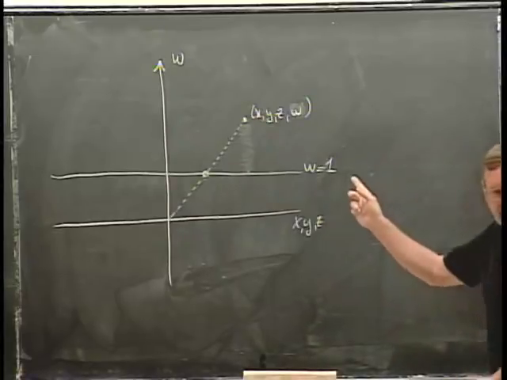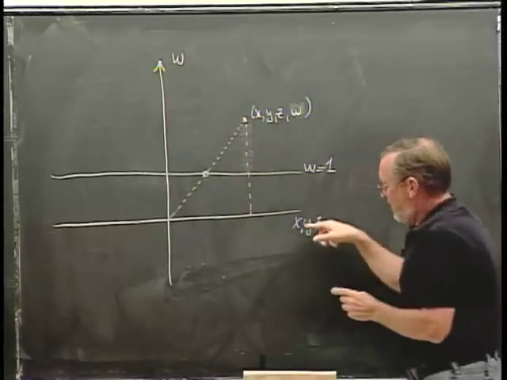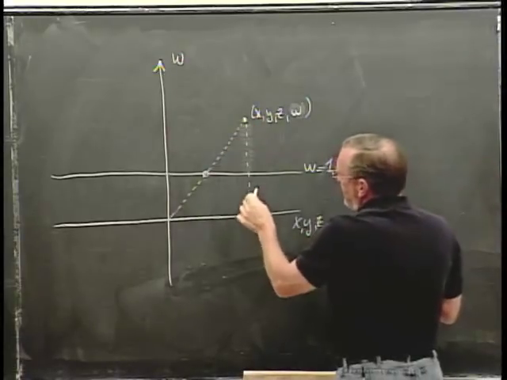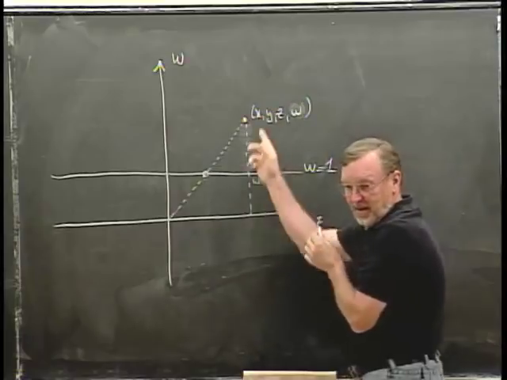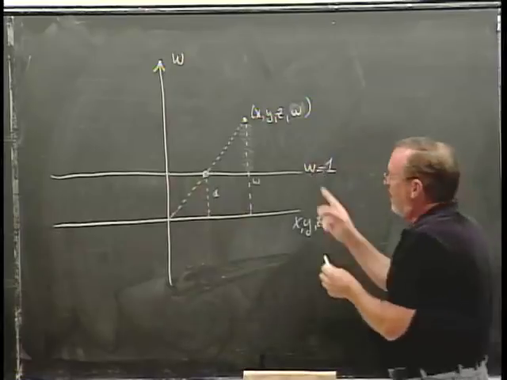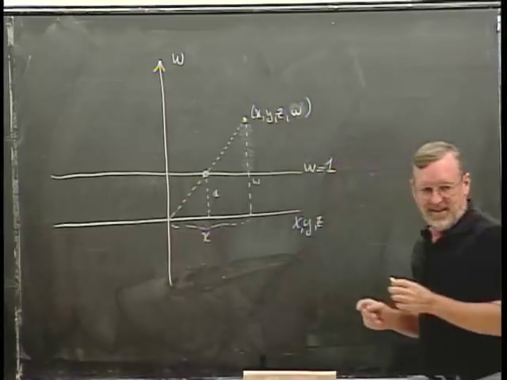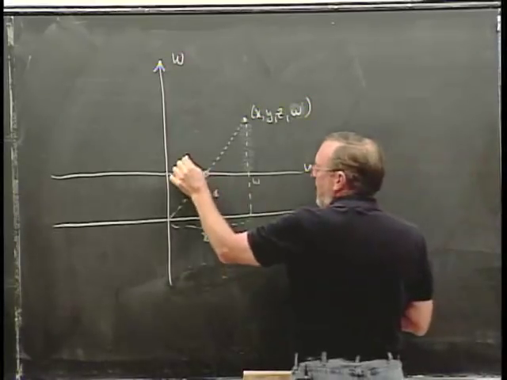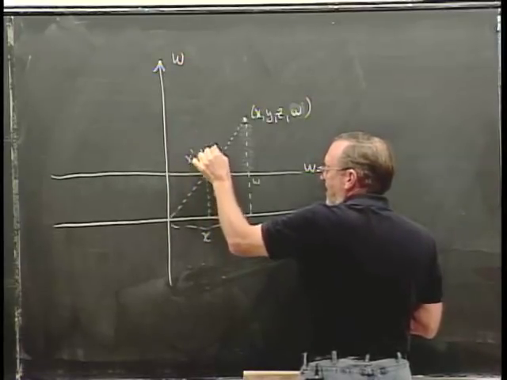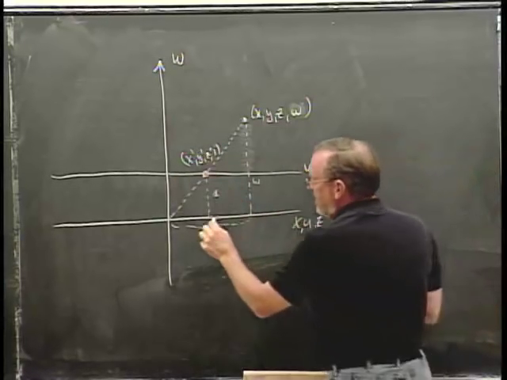Now, it's easy to calculate this point. If you drop perpendiculars to everything in sight in my 4D picture, you can see that this distance here is w. That distance there is 1. That distance there is x. And let's call this point x prime, y prime, and z prime, and 1, because it's on the w equals 1 space. You can see that this distance here is x prime.